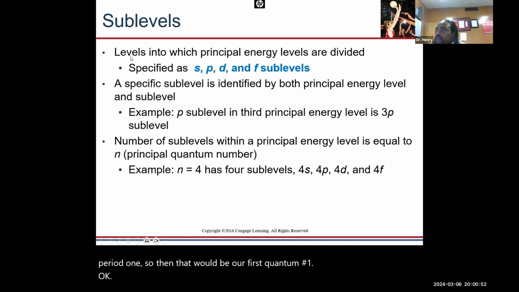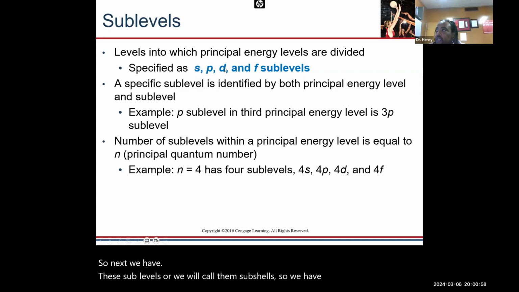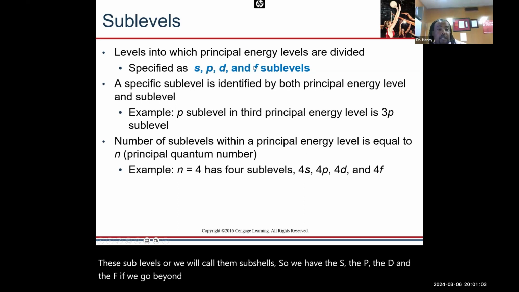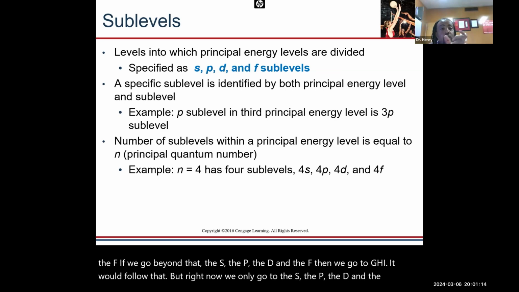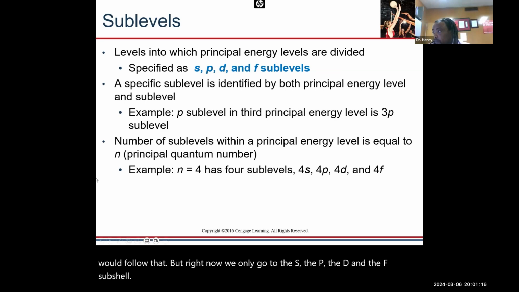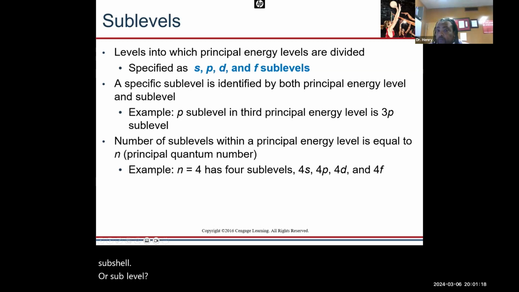Next we have these sublevels, or we would call them subshells. We have the S, the P, the D, and the F. If we go beyond that, then we go to G, H, I. It would follow that. But right now, we only go to the S, the P, the D, and the F subshell, or sublevel. Let me show you where that is on the periodic table.